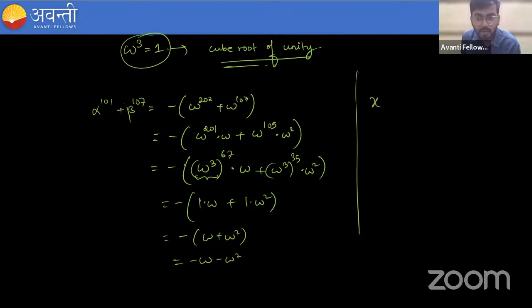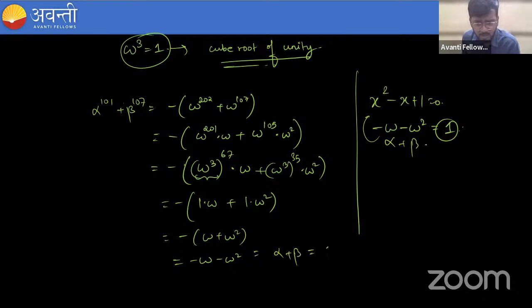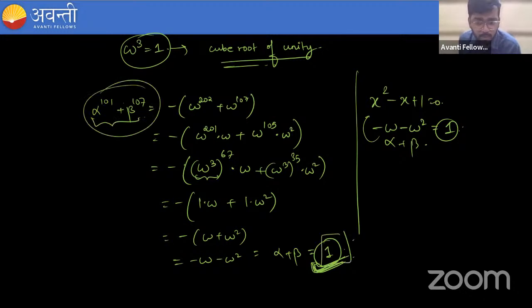So the quadratic equation which was given to us was x square minus x plus 1 equals to 0, and the roots were minus omega and minus omega square. So the sum of the roots will be equals to 1, right? In the quadratic. So this is alpha plus beta, which is equals to 1 in the given quadratic equation. So that is why the value of alpha power 101 plus beta power 107 will come out to be 1.